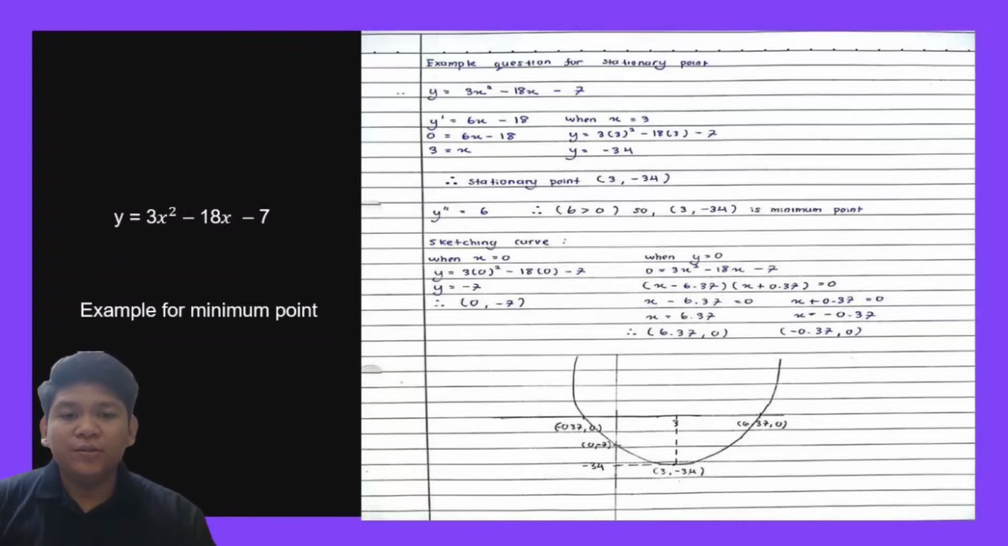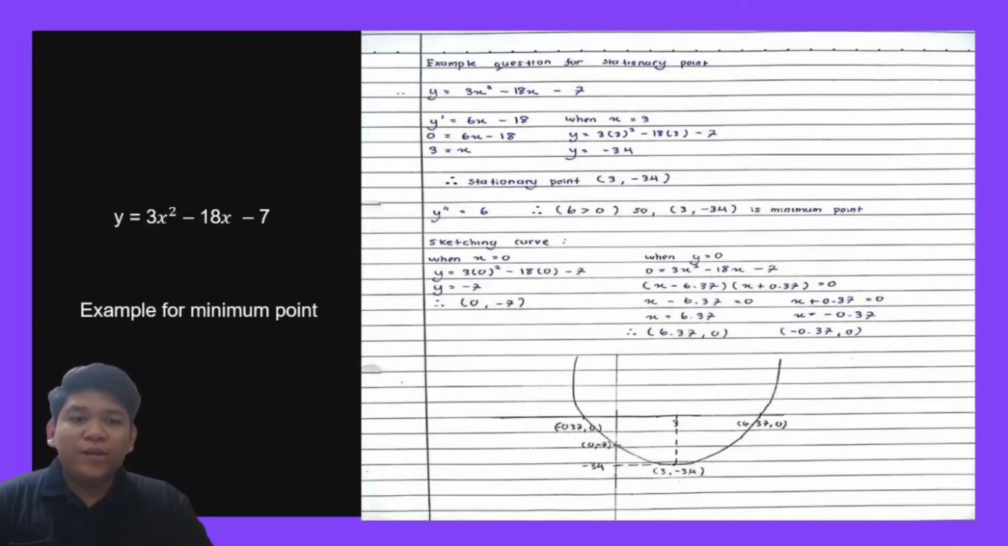Now we need to sketch the curve. To sketch the curve, we need the values of x and y. So we need to find the value of y when x is 0. So the equation is y equals 3 times 0² minus 18 times 0 minus 7. So we get the value of y as negative 7.